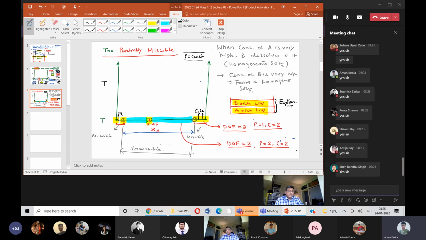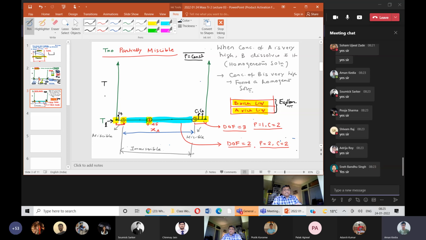Is it clear? So for any of these C1 and C2, you will understand the degree of freedom is 3. Why? Because you have defined the pressure, you have defined the temperature. Let's say this particular line corresponds to T equal to T1, and you can now independently define the composition. So the degree of freedom is 3 for all these cases. Is it clear to all? Should be clear to all.